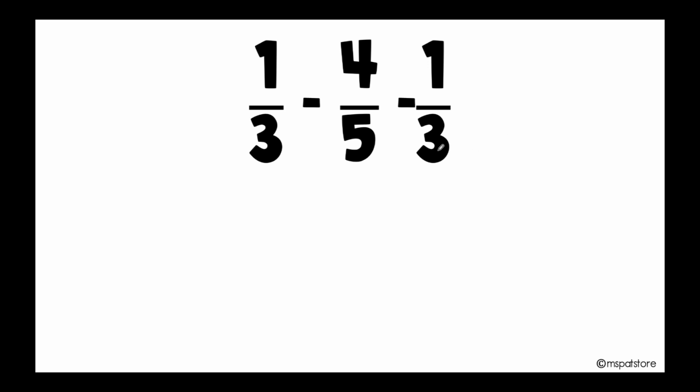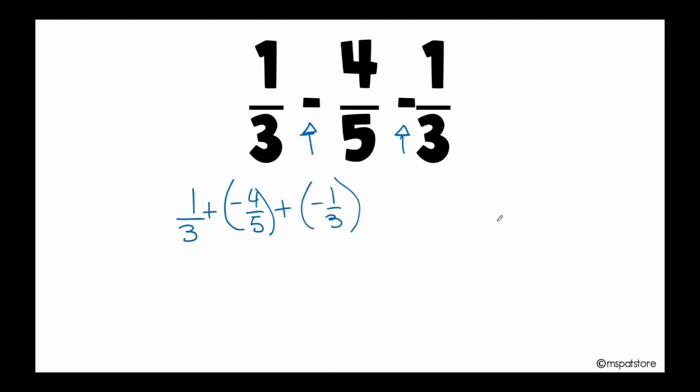All right, here I have two subtractions. Remember, you need to add its opposite to rewrite it as an addition. So it will be 1/3 plus the opposite of positive 4/5, which is negative 4/5, plus the opposite of positive 1/3, which is negative 1/3. But as you can see, I have two fractions with the same denominator. So I'm going to use the commutative property of addition, which basically says that I can switch them and I will have the same answer.